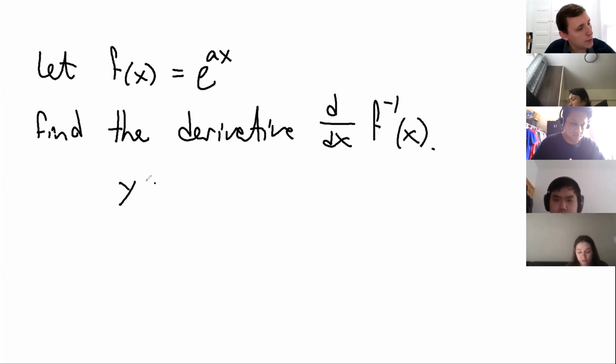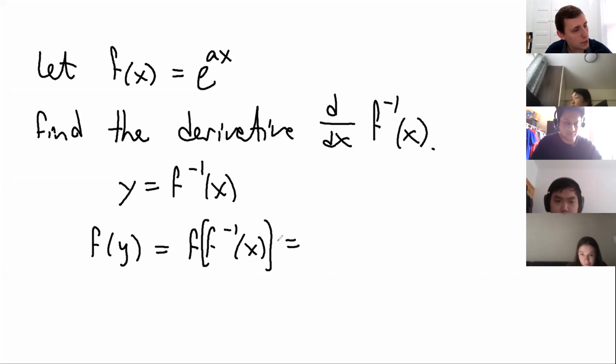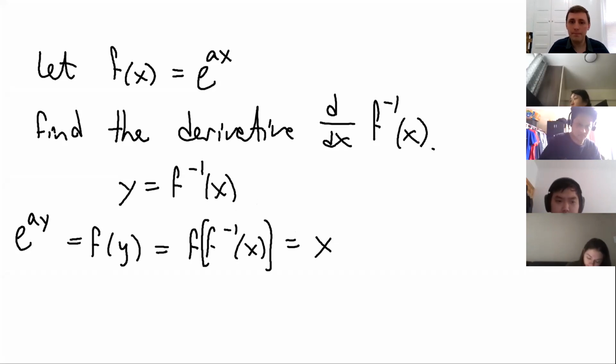Let's set y equal to the function we want to take the derivative of, f inverse x. Then, if we apply f on both sides, we have f of y equal to f of f inverse x, which is simply x. But what is f of y? f of y is the function. It's e to the power ay. Are you with me?